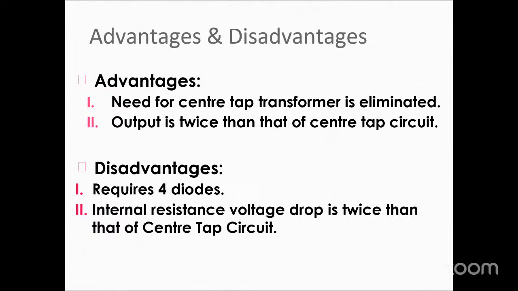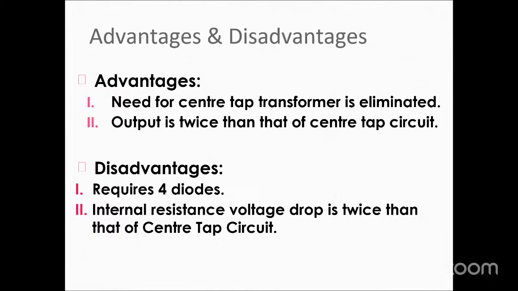Efficiency is 80.6. For half wave it is 40, for full wave it is 80. Ripples are 1.21 in the case of a half wave rectifier, and in the full wave rectifier it is less than that.